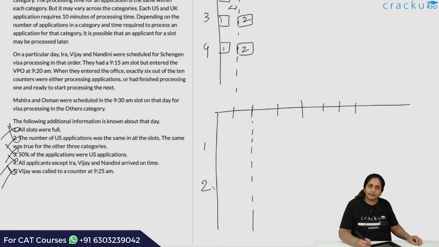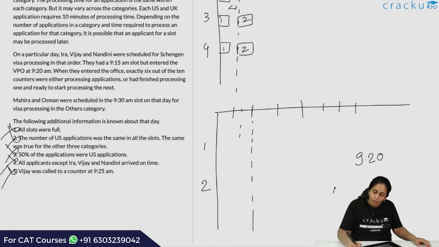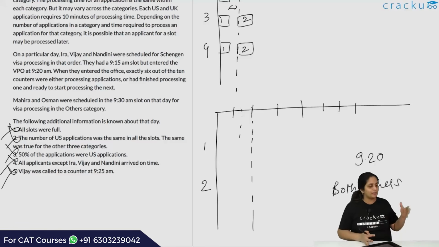So at 9 o'clock, they got 2 applications. So they will finish those 2 applications. At 9:15, they got 2 applications. They will finish those 2 applications. At 9:30, they'll get 2 applications. They'll finish those 2 applications. That means at 9:20, they had already finished the 9:15 a.m. applications, which means from 9:15 a.m. to 9:20 a.m., they had finished the applications. So essentially by 9:20 a.m., both Others counters are free. Till 9:30 they are doing nothing because they have essentially processed the Others applications between 9:15 and 9:20.